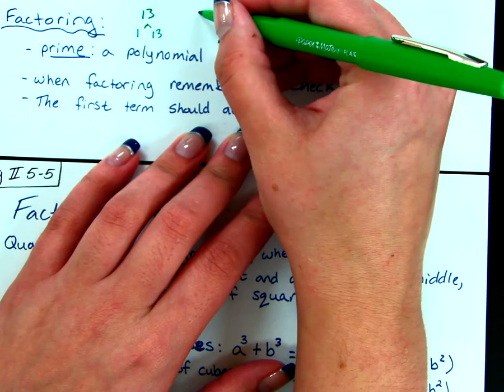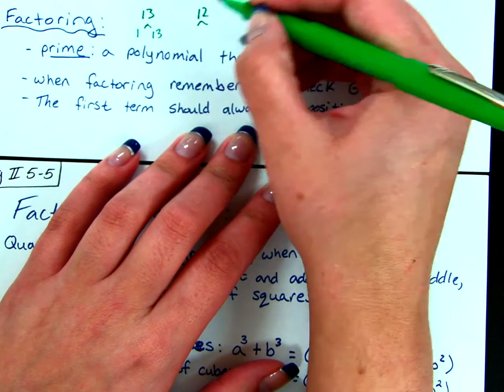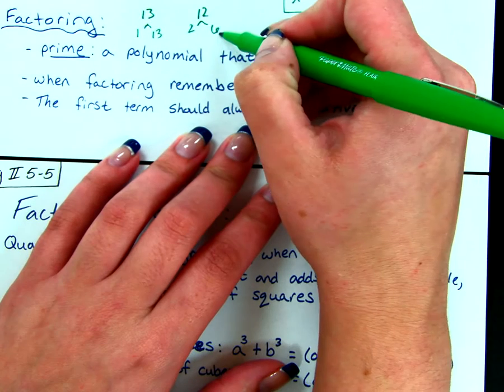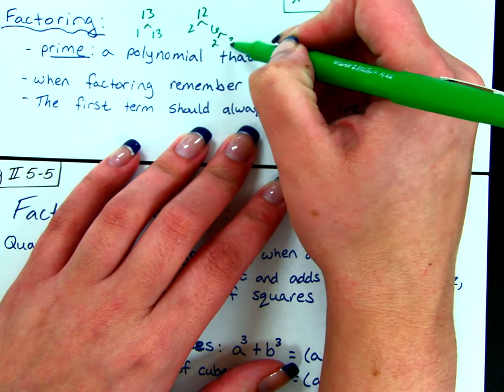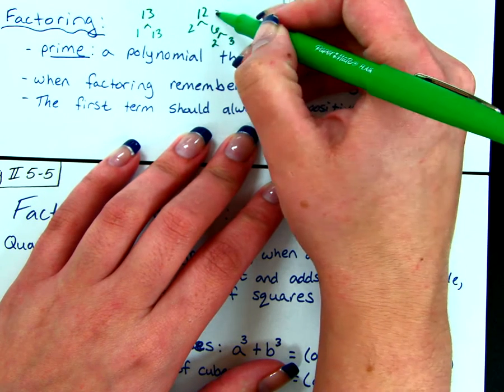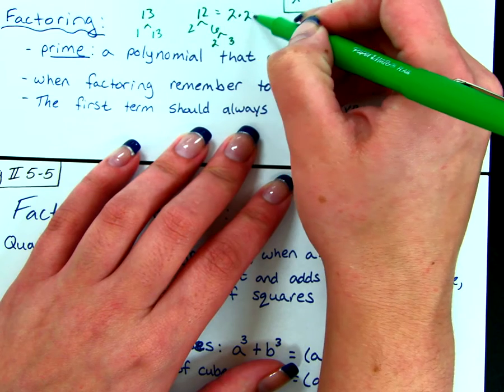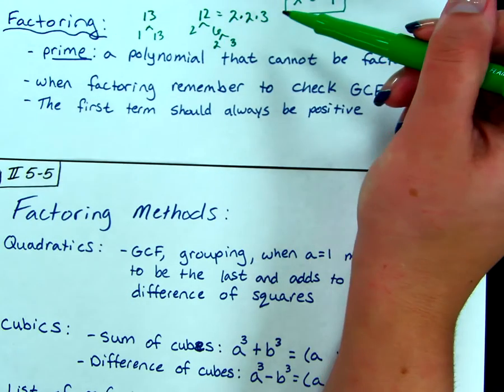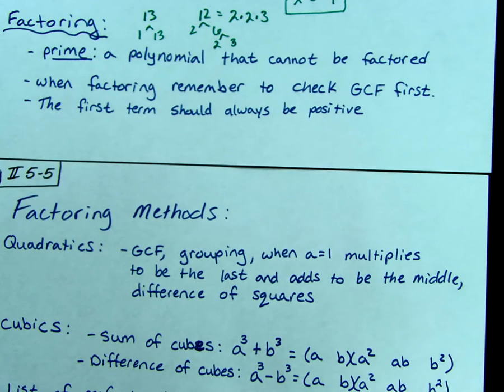Whereas if we think of 12, 12 has the factors 2 and 6, and then we can break down 6 even further into 2 times 3. So the prime factors of 12 would be 2 times 2 times 3. So we're trying to break a polynomial down into its prime factors, and we're doing that so that we can solve.